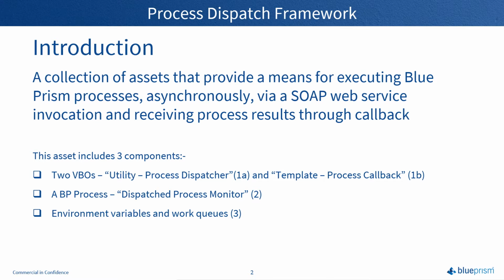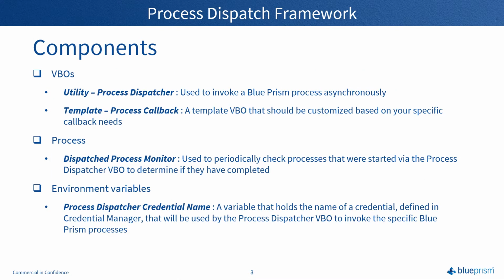Two visual business objects, namely Utility Process Dispatcher and Template Process Callback. A process called Dispatched Process Monitor. Environment variables and work queues. The Utility Process Dispatcher is a VBO that is exposed as a web service and used to invoke a Blue Prism process asynchronously. We will be seeing how to expose object as web service in the hands-on section.